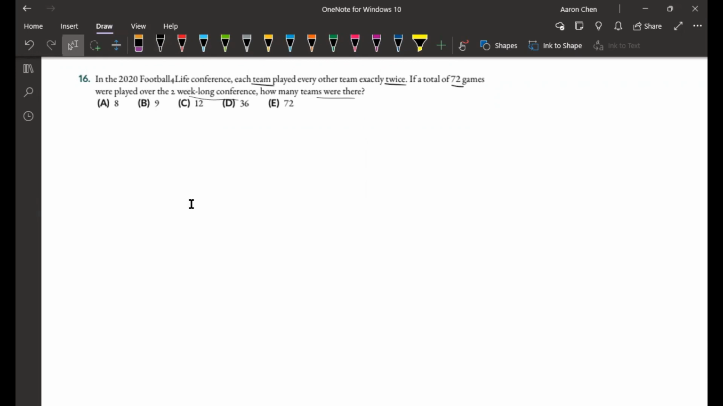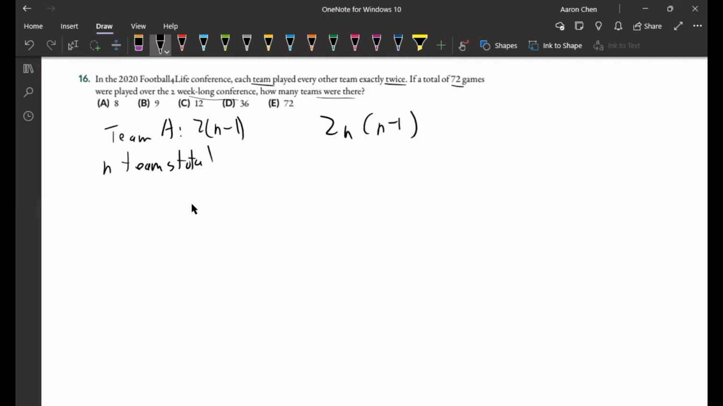So basically, we'll take a look at, let's say, team A. Let there be n teams total. Then team A plays against n minus 1 teams twice, and team A's situation is not unique. So in total, from the perspective of each team, there's a total of 2n times n minus 1.